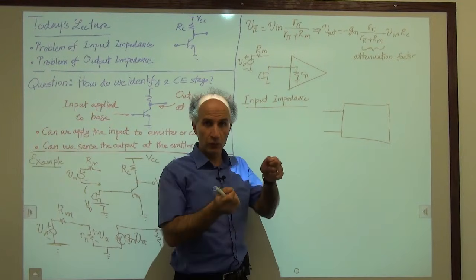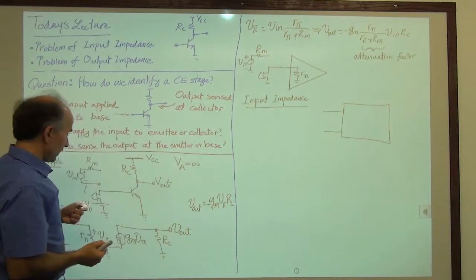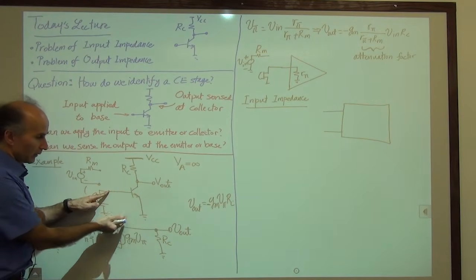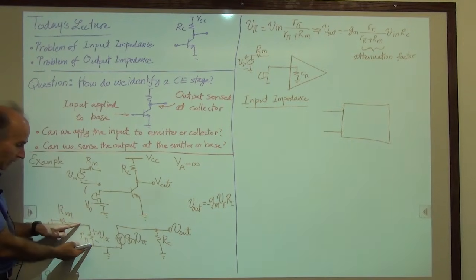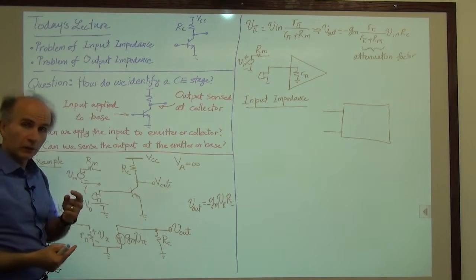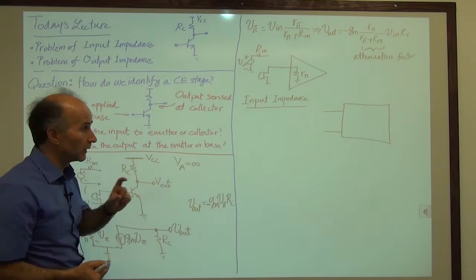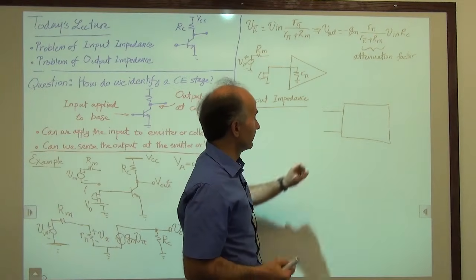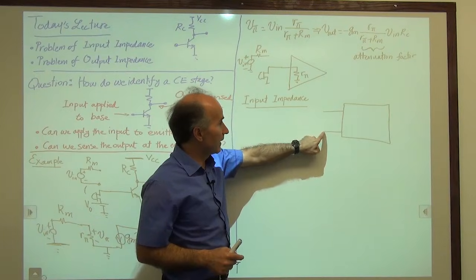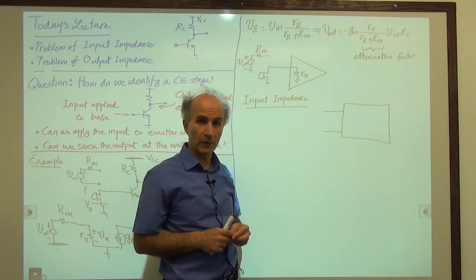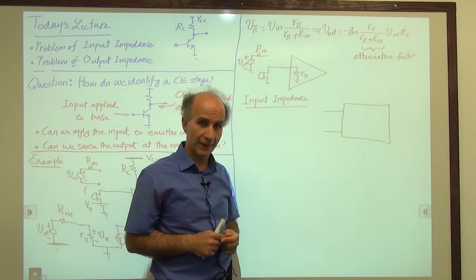The input port contains two nodes where we apply our input. So here, the two nodes would be the base and the ground. Those are the two input lines or input nodes that form one port. This is what we call a port. We would like to find the resistance that we can measure between these two terminals. That is called the input impedance or input resistance.